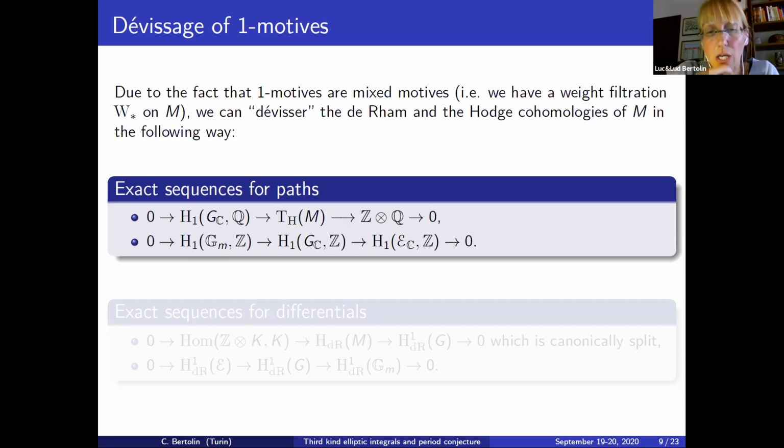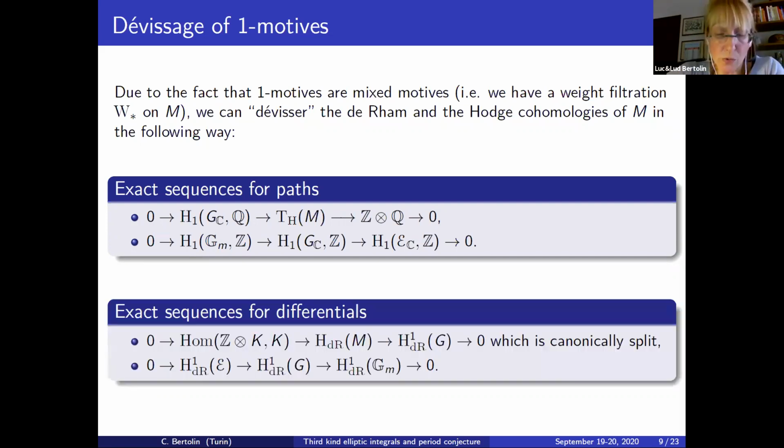So in general, in any construction that you do with a 1-motif, you can split this construction using the analogous construction for the torus, for the elliptic curve, for the semi-abelian variety, and for Z. For the de Rham cohomology, for the differential forms, we can do the analogous construction.